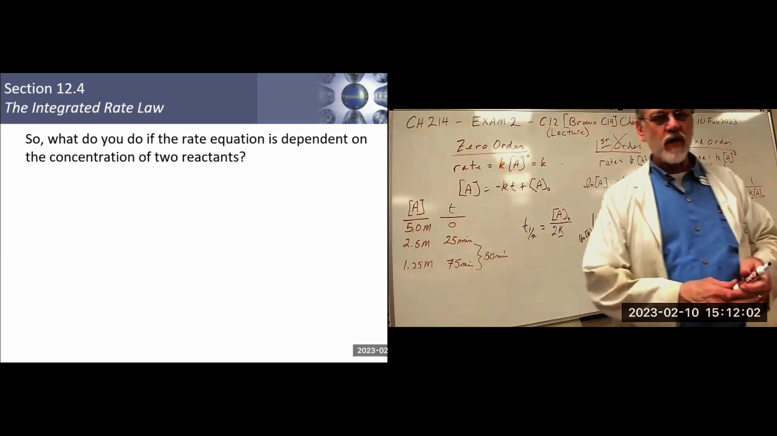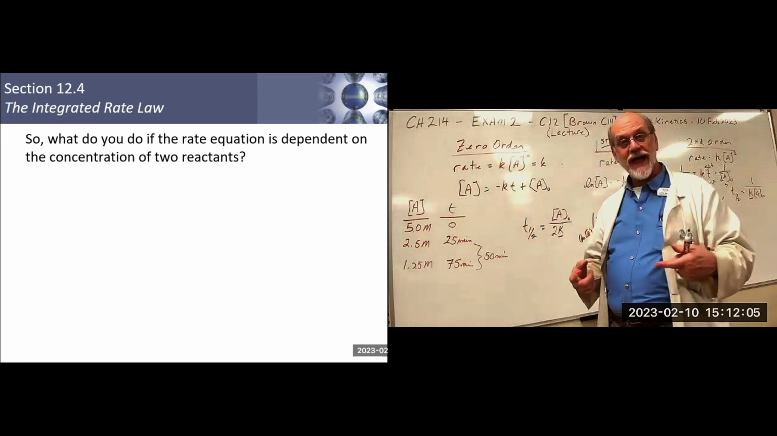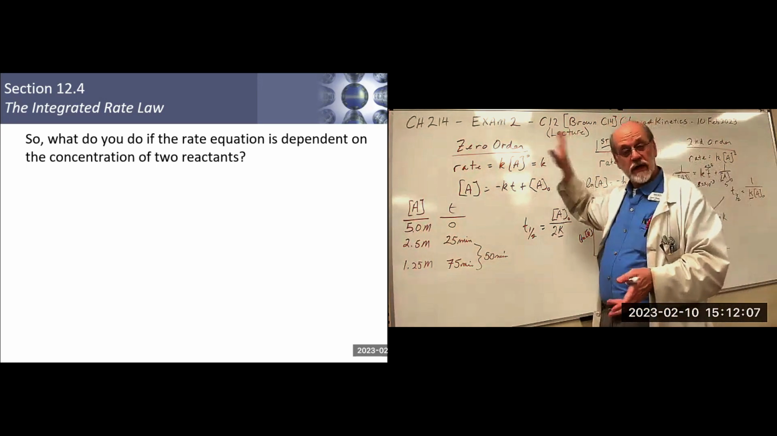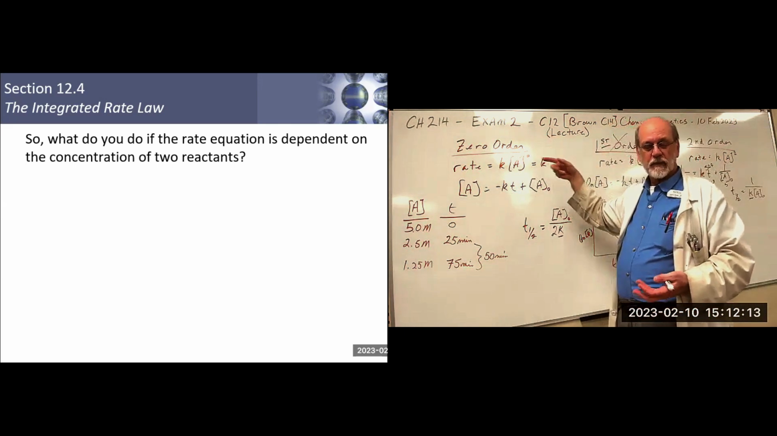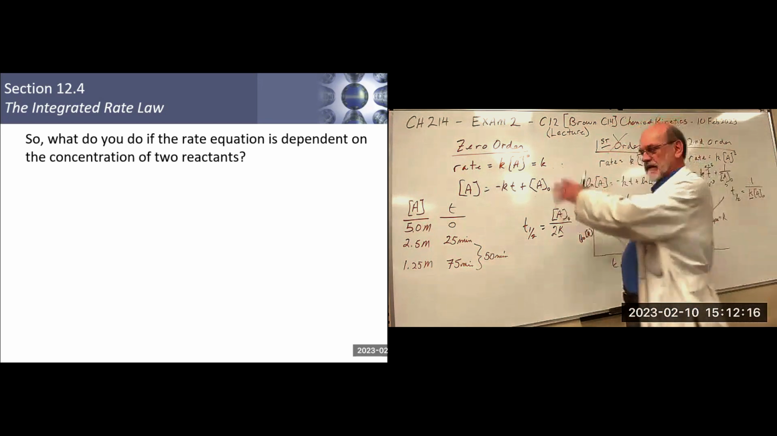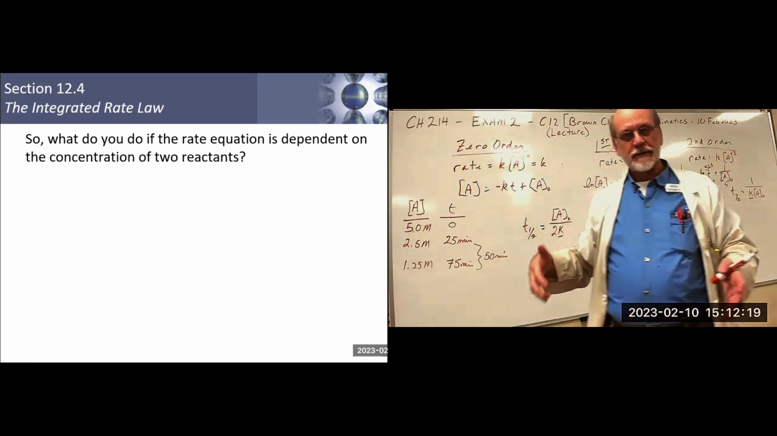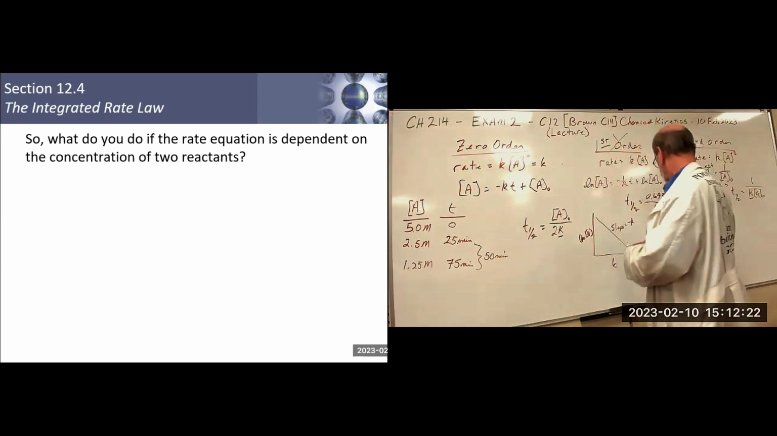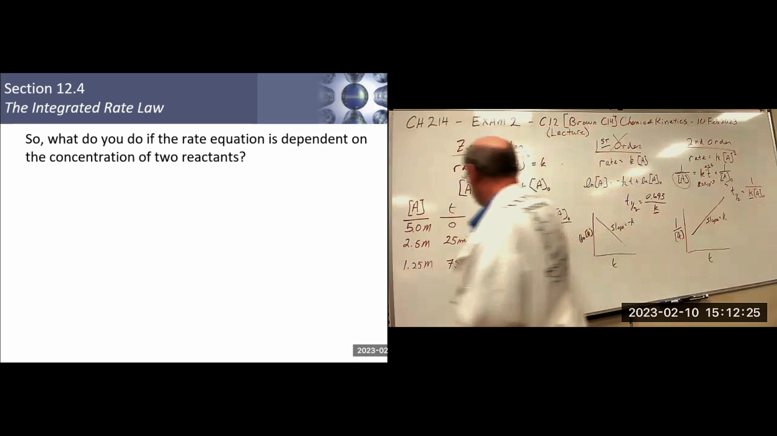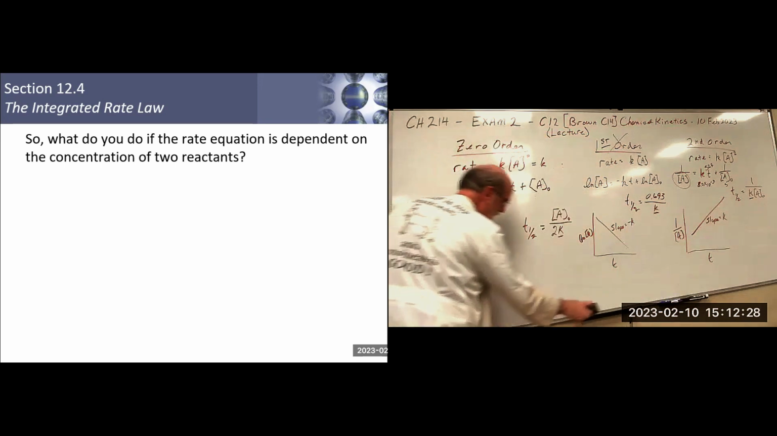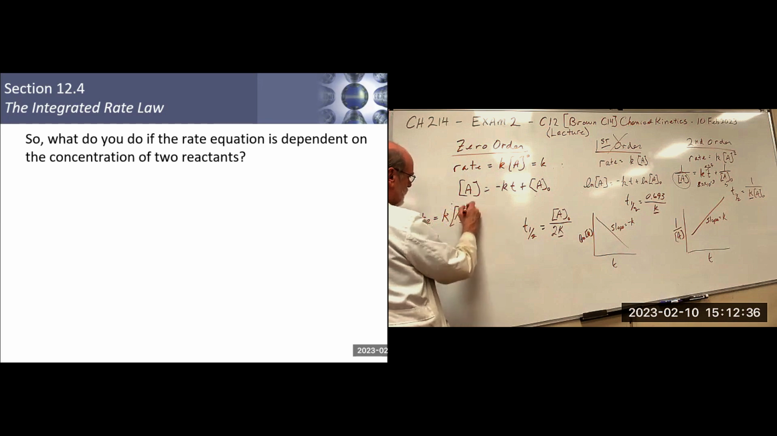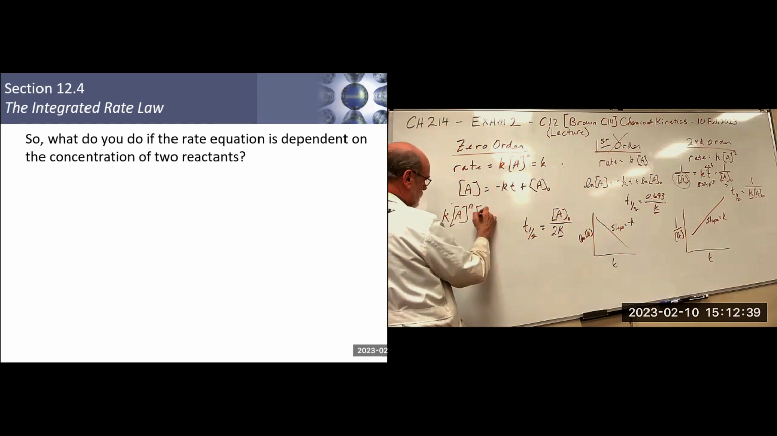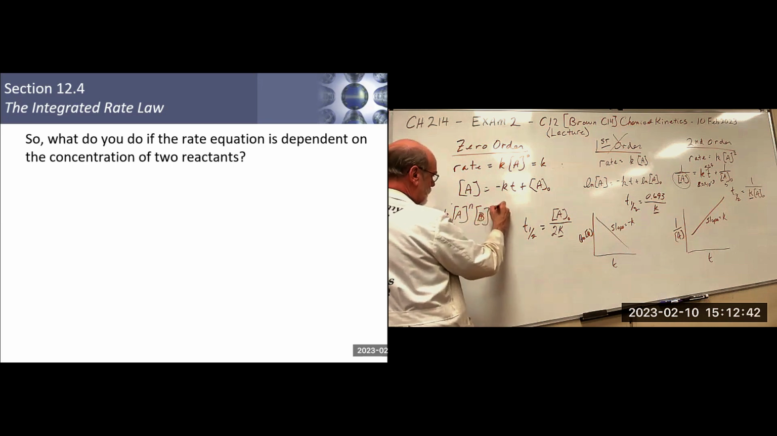So what do you do if the rate equation depends on the concentration of two reactants? In this case, we were only looking at one reactant and what its order is. But if you have two reactants, you've got two things going on at once. Let's say you have two reactants, A and B. The rate law would be: rate equals some K value times the concentration of A to the n times B to the m.